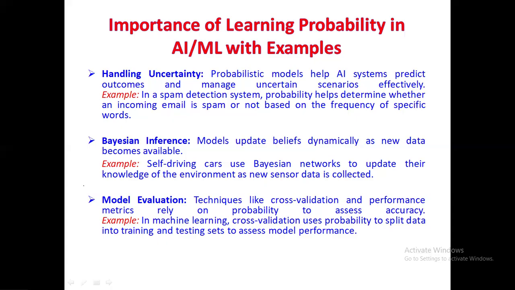Next, model evaluation. Model evaluation techniques such as cross validation and performance metrics heavily rely on probability to assess the accuracy of machine learning models. In cross validation, the data is split into training and testing sets multiple times, and probability helps evaluate how well the model generalizes to unseen data. This process ensures the model performs consistently and minimizes the risk of overfitting and underfitting.